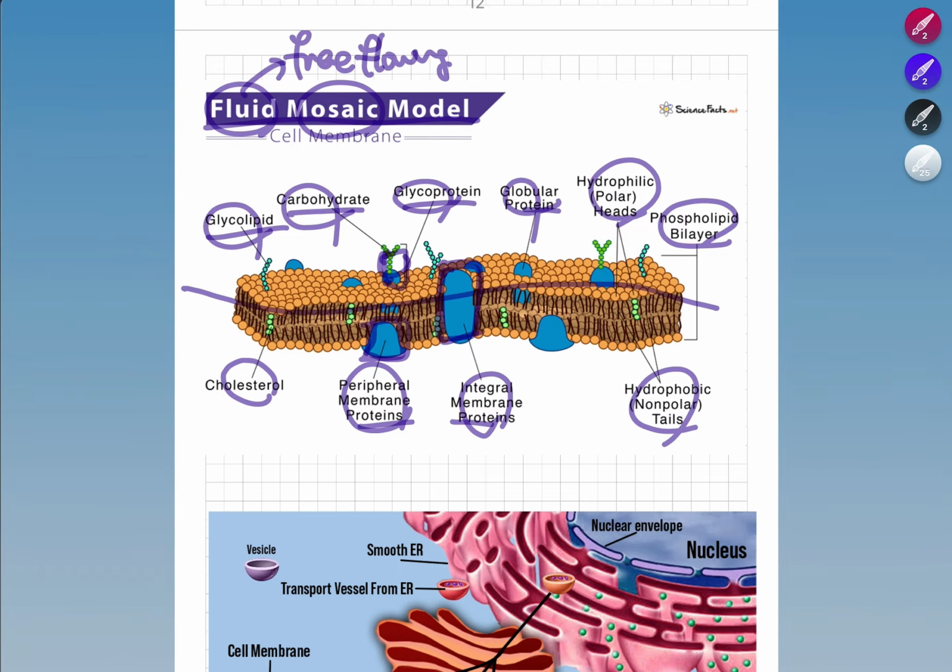And then mosaic means that there are various things embedded into the phospholipid bilayer that creates a mosaic-like shape.